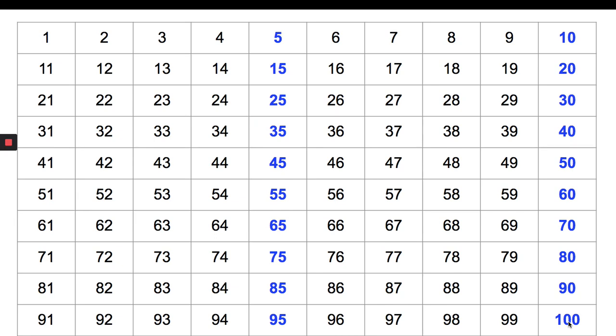All right, awesome job. Now what we're going to do is we are going to get into counting by fives and then by tens. I'm going to pick red this time. So let's start by counting by tens. Now, when we count by tens, we're just gonna go straight down this line, okay?